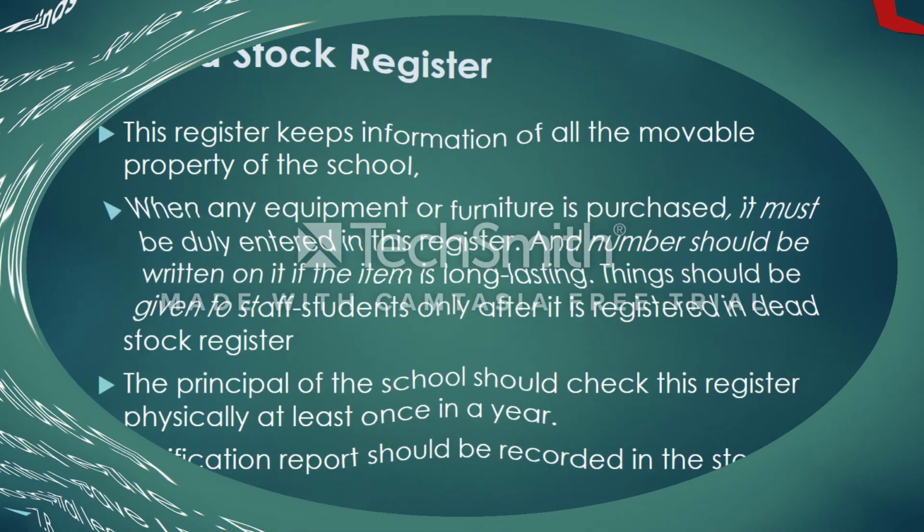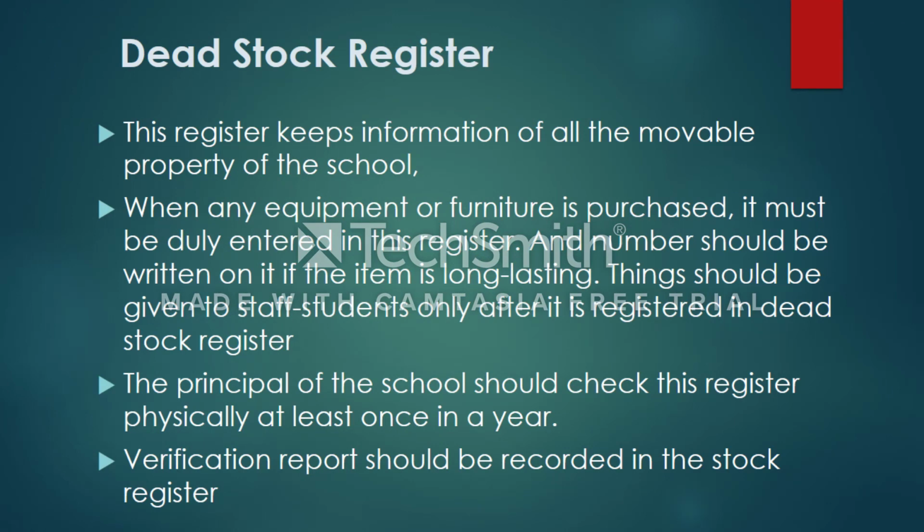That is the desktop register. This register gives information about all the movable property of the school. In this register, all the things are written, and these are movable properties such as computer, laptop, projector, benches, etc.